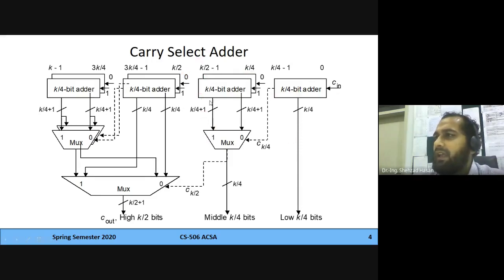Now when you have the other half, since this was the first one, you know what Cin is. But when you go to the second half, you don't have an option at this point. So you are going to have both 0 and 1 in this case, right? And then its output is going to go to another one. So you need a 0, 1 in this case as well, right? In total, what we have done, we need 7 k by 4 bit adders. So instead of just 4 to do this job, we need 7. Except for the first stage, we need 2 k by 4 bit adders at all these levels.